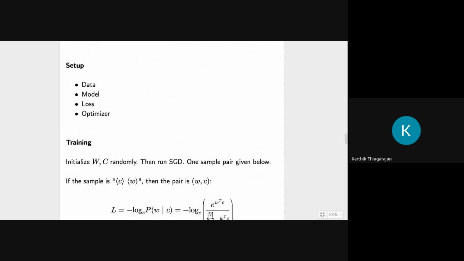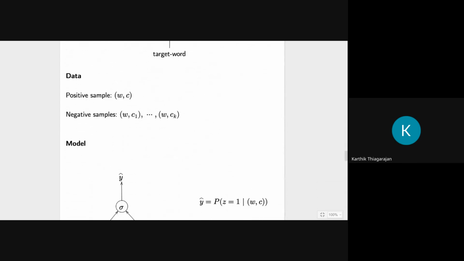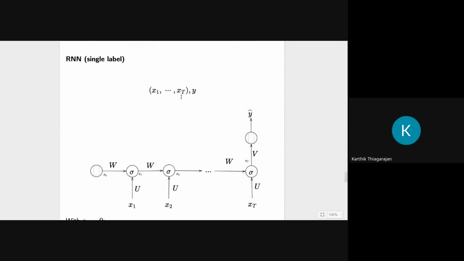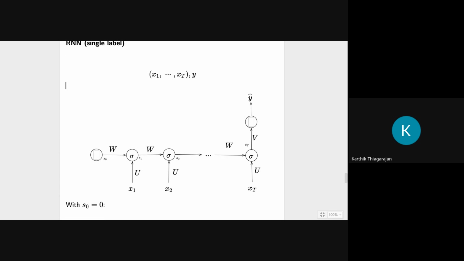Okay. So yeah, if you now go to RNN, we'll first look at a single label. A common task is document classification or sentiment analysis, where you take a sequence and you associate one label with that sequence. Okay. So how does this work?